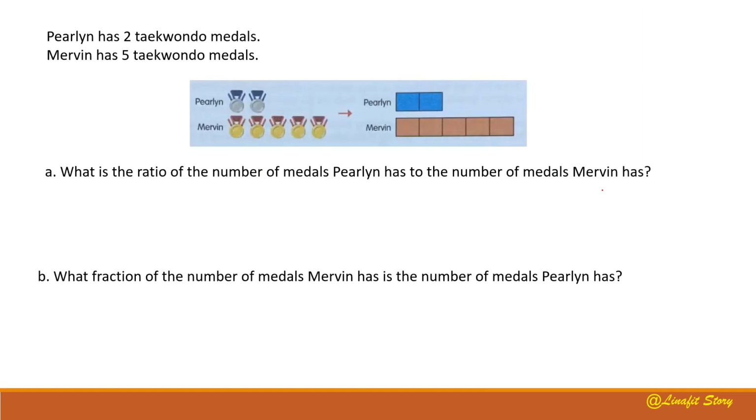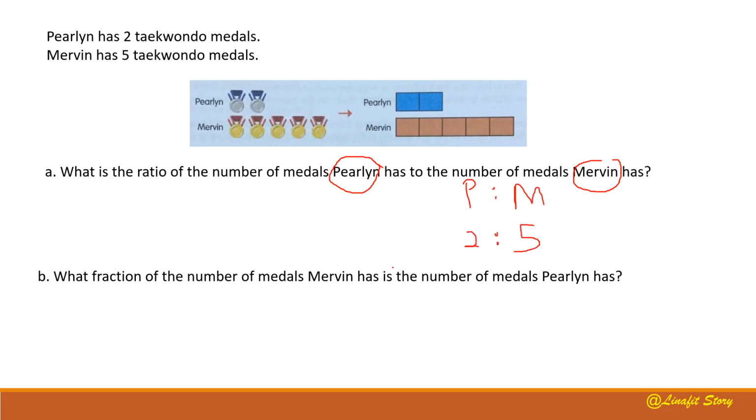Berlin has 2 taekwondo medals and Mervyn has 5 taekwondo medals. So this means Berlin equals 2 units and Mervyn equals 5 units. So if the question is asking what's the ratio of the number of medals Berlin has to the number of medals Mervyn has, it will be Berlin to Mervyn. So 2 to 5.